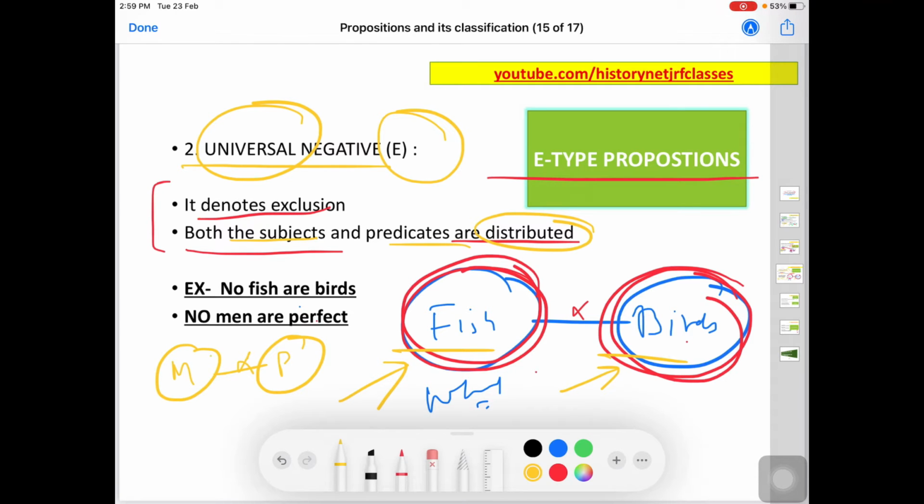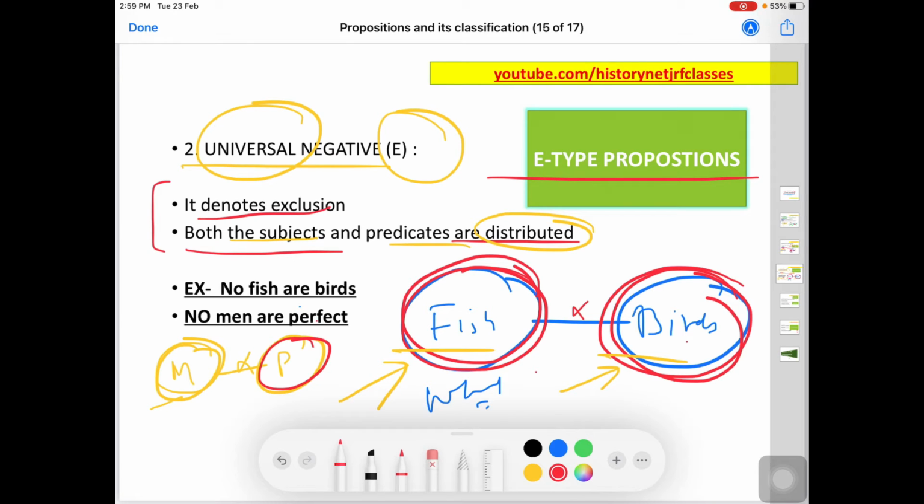Similarly, we have another example: no men are perfect. Here we are representing the whole class of men, so it is going to be distributed. Similarly, no men are perfect means no perfect are men. So here perfect is also denoting the whole class of perfect, so it also becomes distributed.